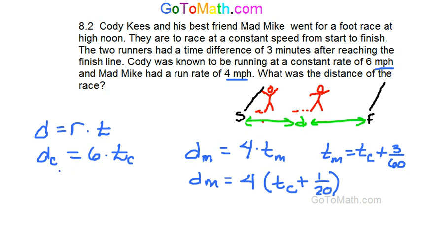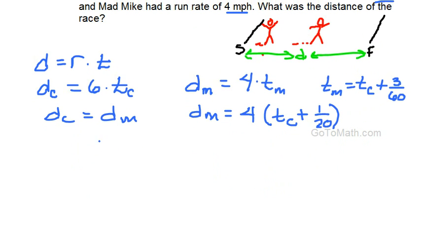Okay, now the deal is they're both running the same distance, so that means that this d of c is equal to the distance that Mike runs. You see that? So now what we basically have is an equation that involves only one variable. Plus 1 over 20. Okay, the time that it took Cody plus the additional 3 minutes.